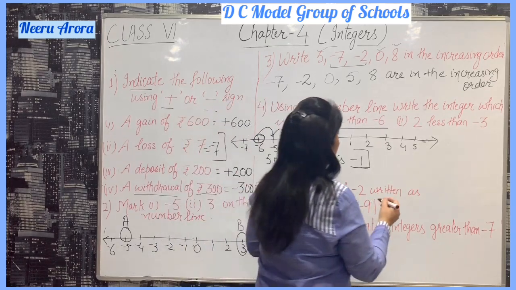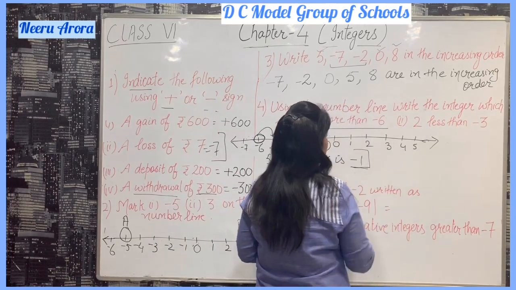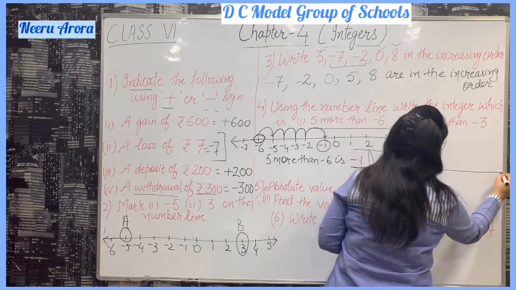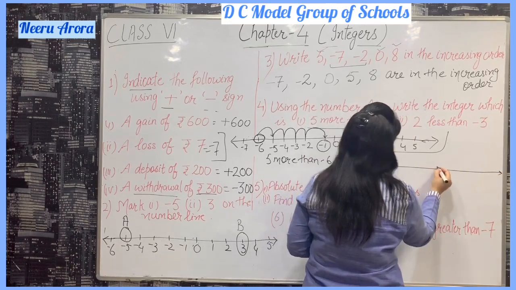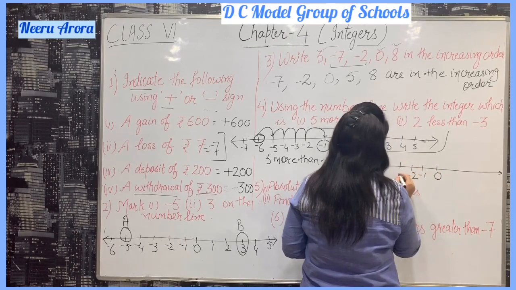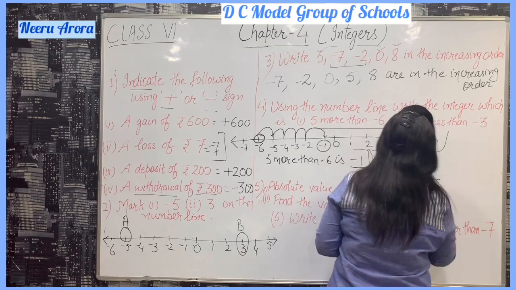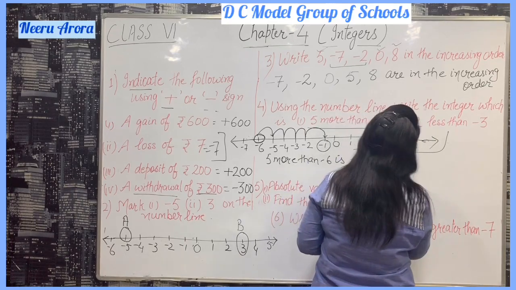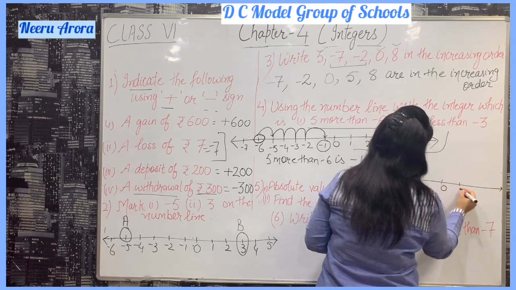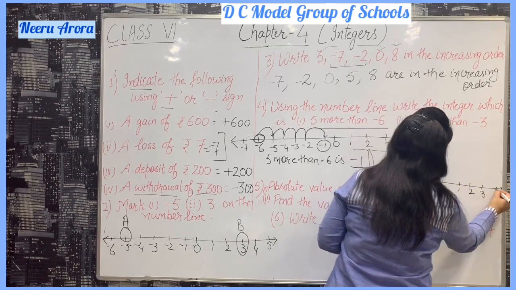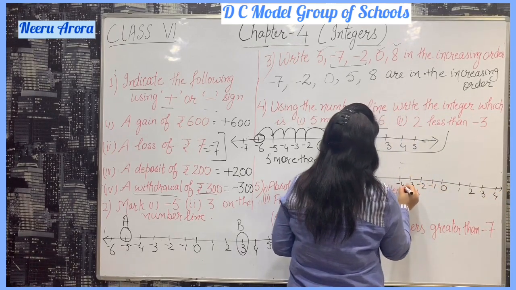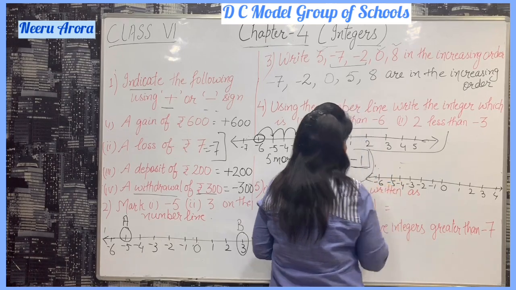Next is 2 less than minus 3. So let's draw one new number line. In the middle it is 0, 1, 2, 3, 4. Minus 1, minus 2, minus 3, minus 4, minus 5, minus 6.